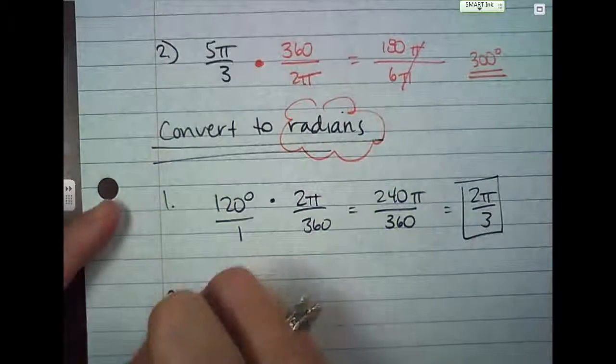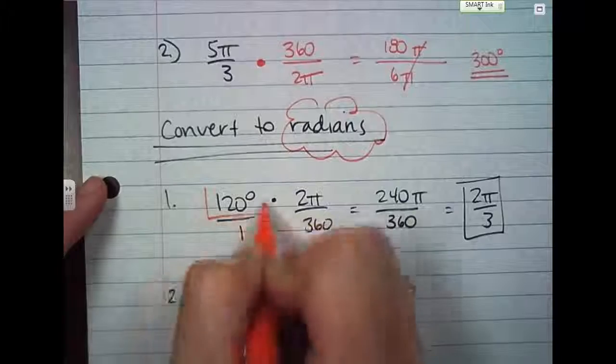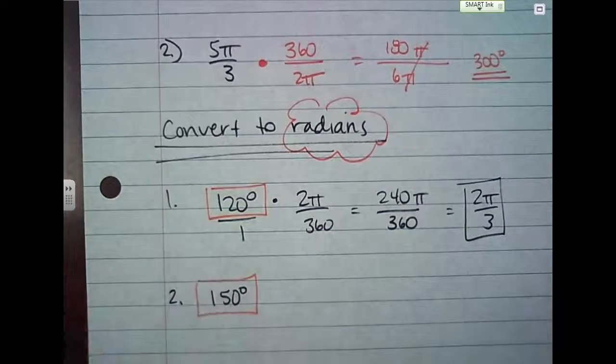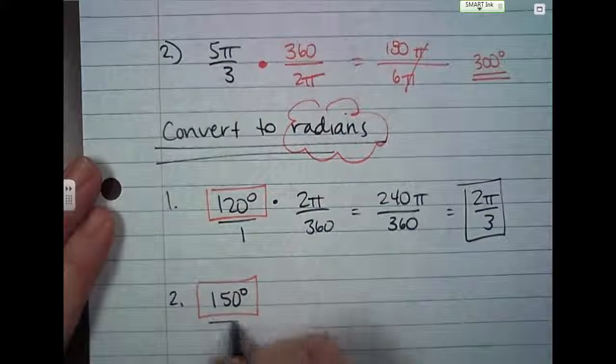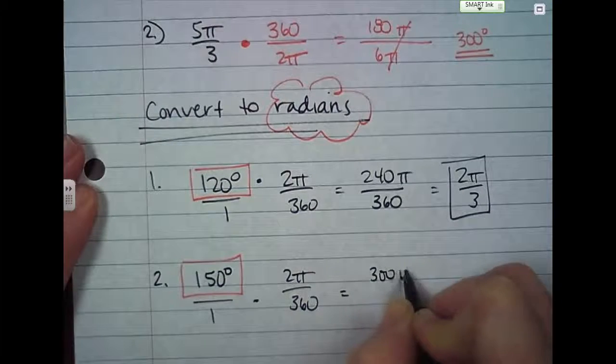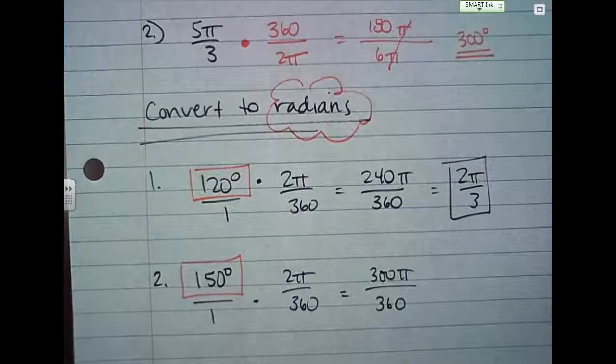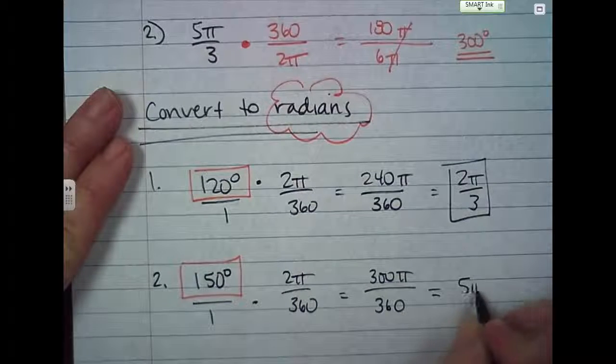You try one last one. What about 150? It's on the unit circle, I realize that. I'm just trying to show you the method. Convert 150 to radians. If you're converting to radians, radian goes in the numerator. So times pi over 180. Your calculator can do 300 divided by 360. Math, enter. And you end up with 5 pi over 6.